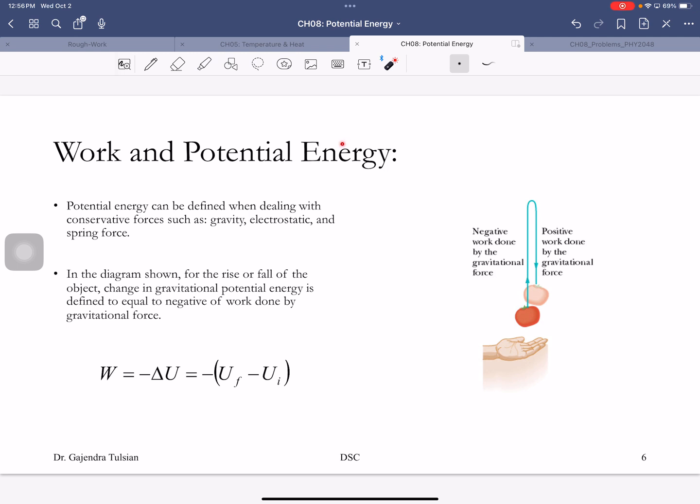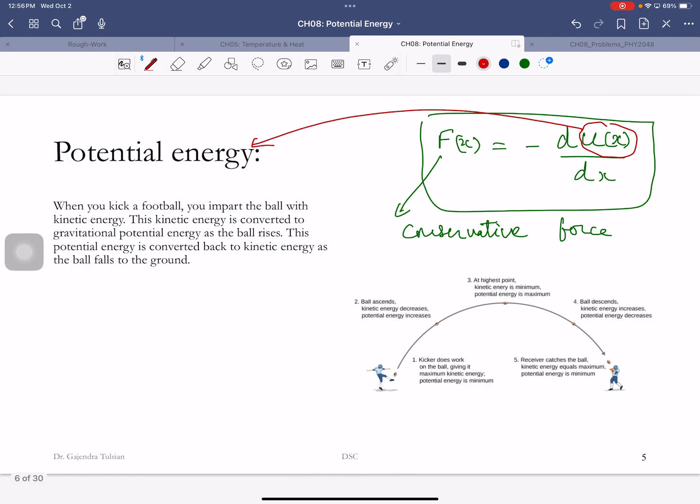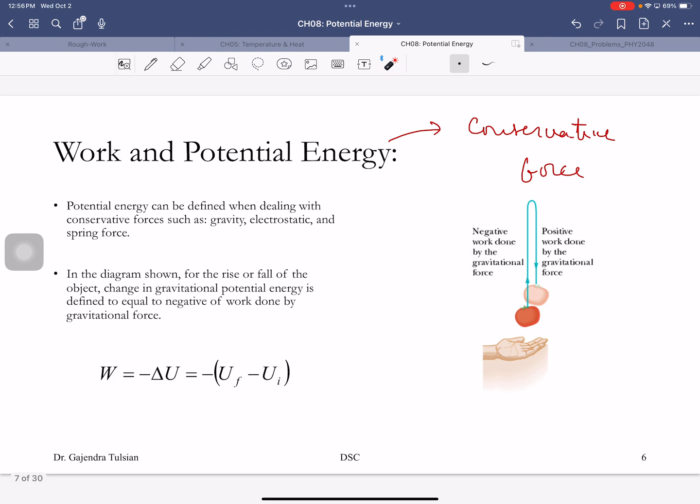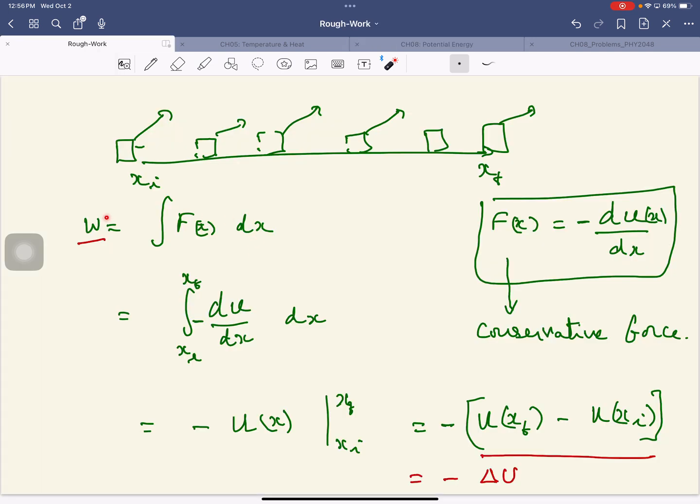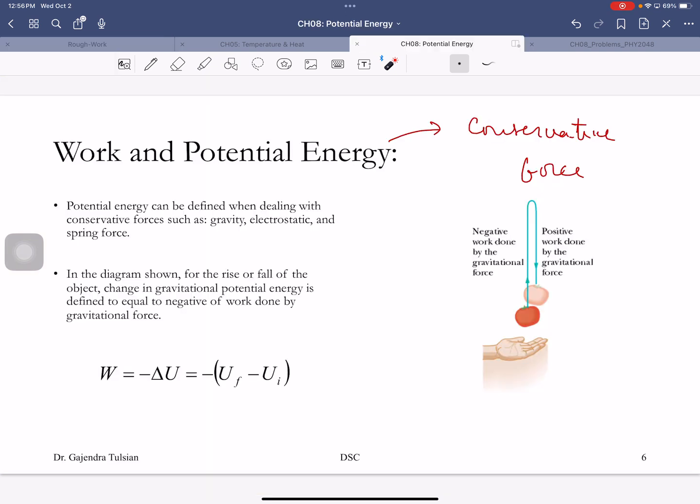So when can you define a potential energy? You can define potential energy for conservative forces. That was the definition. Conservative force is negative of dU by dx. So the work done by a conservative force is negative of change in potential energy. We're just stating this. Work done by a conservative force is negative of change in potential energy. So that's the statement.